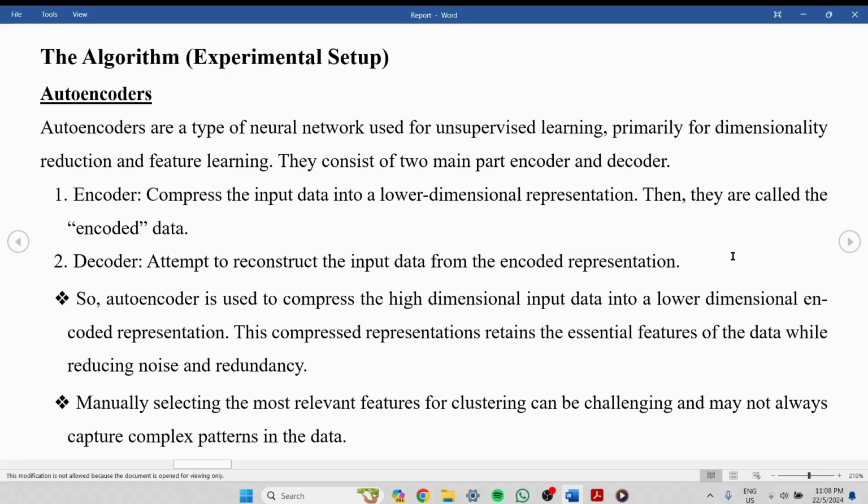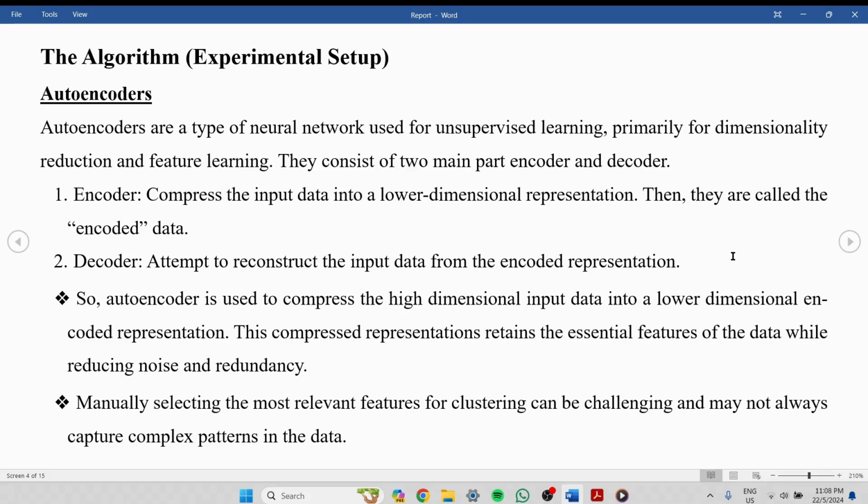Now I will be presenting about the algorithm, which is in the experimental setup. So in this section we have two algorithms. The first one is autoencoders and the second one is k-means. So let's first go to the autoencoders.